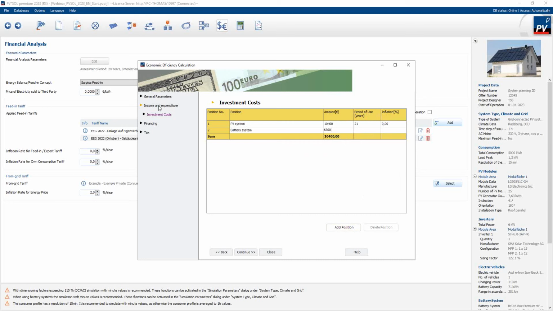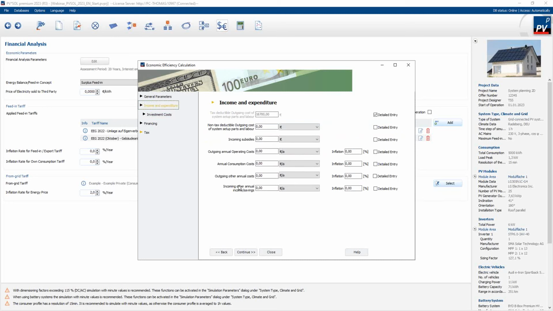If we go back here to income and expenditure, it is also possible to enter incoming subsidies. We can define outgoing annual operating costs. You have 3 options available. You can enter euro per year, euro per kilowatt peak and year, or percentage of investment per year. And this is what we would like to do. We would take into account 1% of the investment per year.